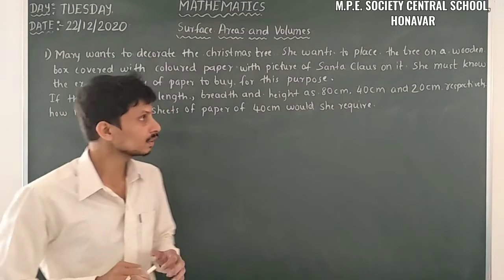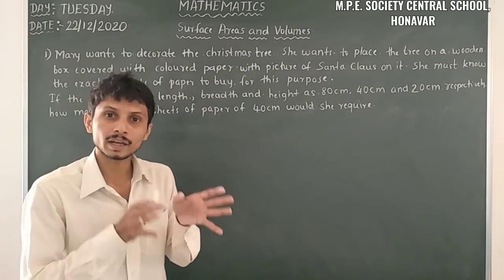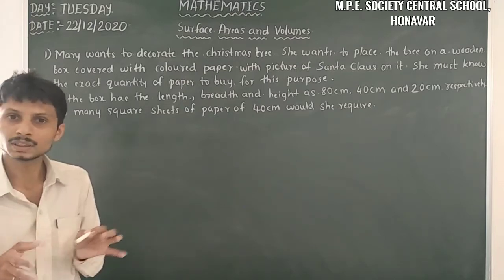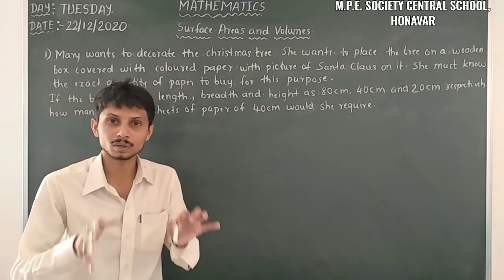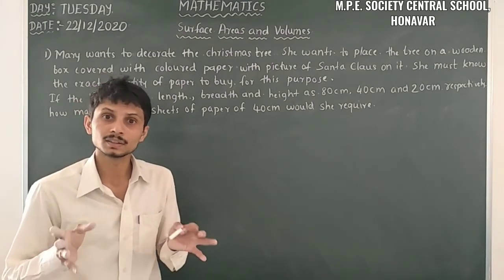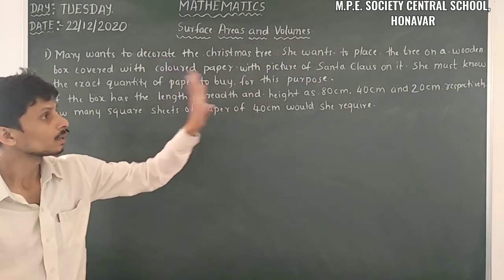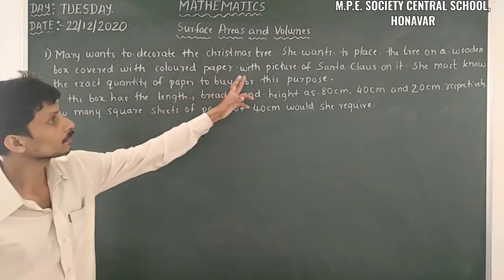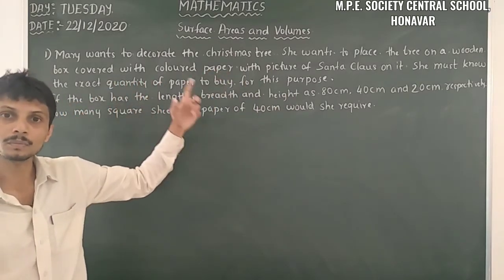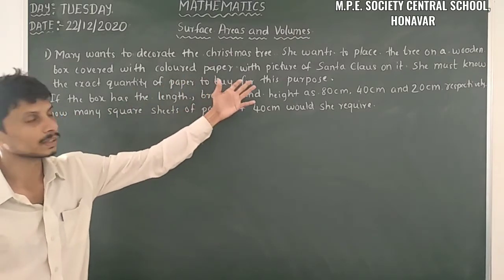Let's take the first problem here. Mary wants to decorate the Christmas tree. It's Christmas time, we have to decorate the Christmas tree. She wants to place the tree on a wooden box, and then we have to decorate that with some lighting. She wants to place that same tree on a wooden box covered with colored paper with a picture of Santa Claus on it. That means she wants to cover that wooden box with colored paper with a picture of Santa Claus on it.